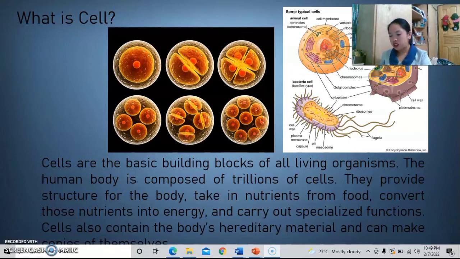All cells have the same basic structure, but there are some components that appear in some cells and are absent from others. The cell is considered to be the basic structural unit of living organisms. It is the minimum amount of organized living matter capable of growing and multiplying.